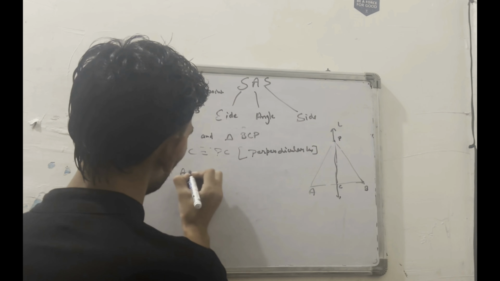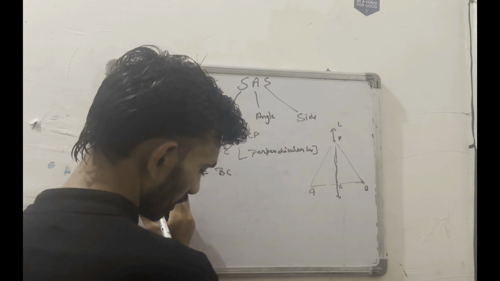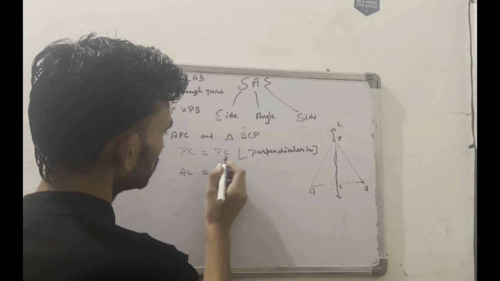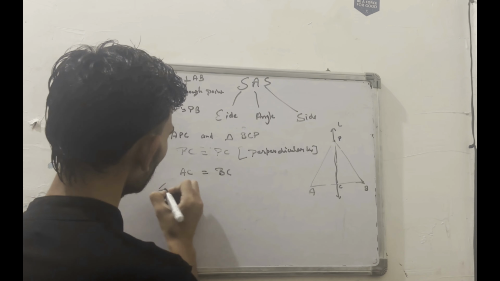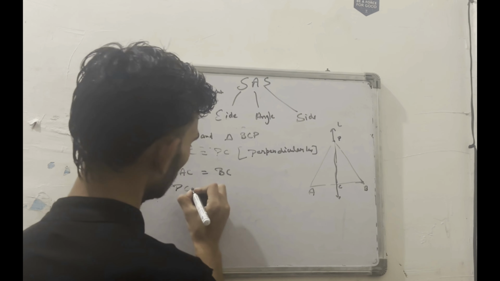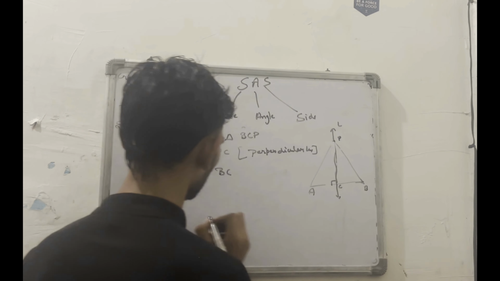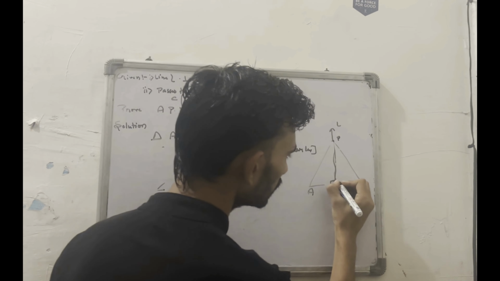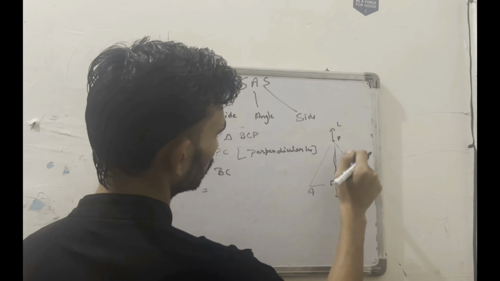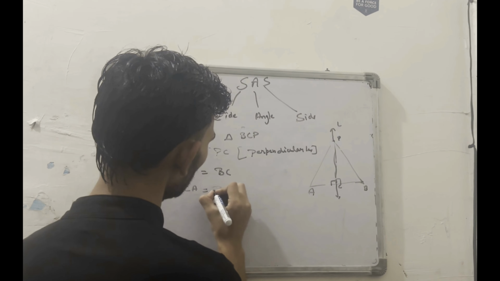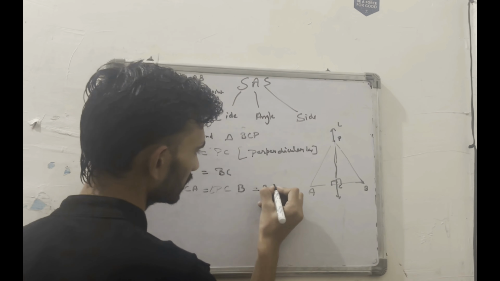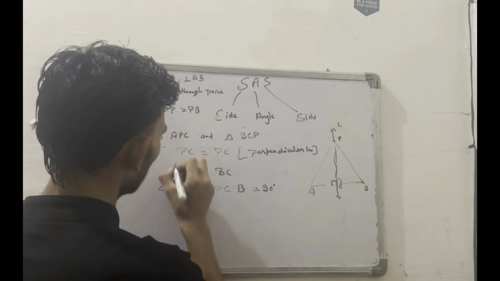AC equal to BC. How have we proved that one? PC equal to PC. Angle PCA, that one angle, is equal to that one angle, which is PCB, and is equal to 90 degrees. So we have written that one thing.